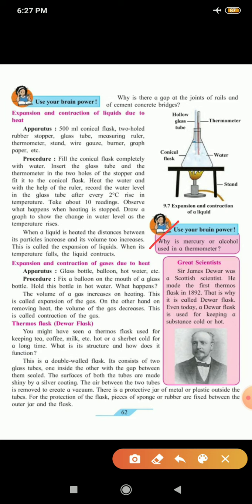Now, in the pink box you can see the great scientist, that is deleted. Okay, yes. So you can cancel that. That is not there in the portion.